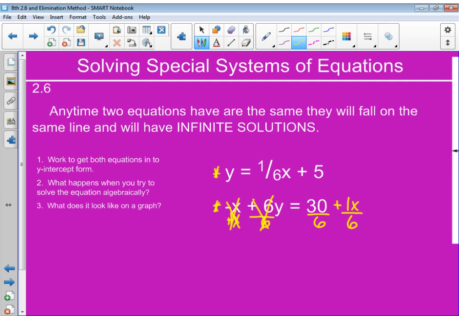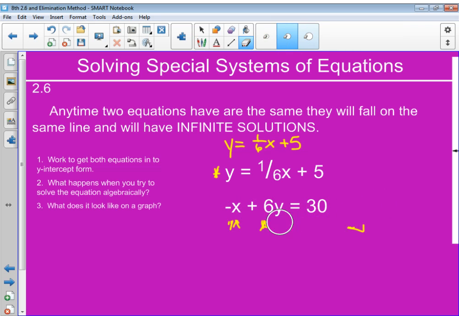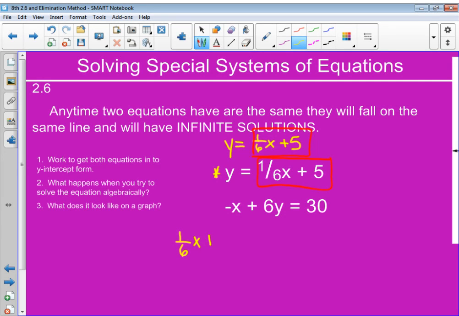So now I end up, and I'm going to write it up above here, with y equals, put my x first, so I have a positive 1/6 x. And then 30 divided by 6 would be a positive 5. Okay, so now, if I were to write this out algebraically, I would take the back ends and write them out equal to each other. I know it's hard to see that red. So I would write it out as 1/6 x plus 5 is equal to 1/6 x plus 5.